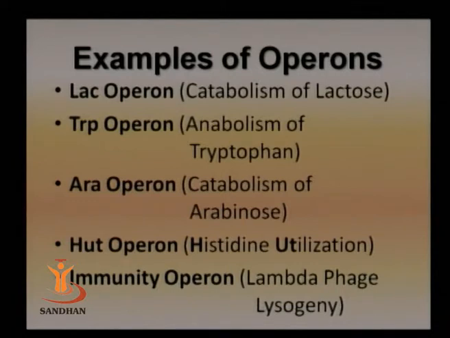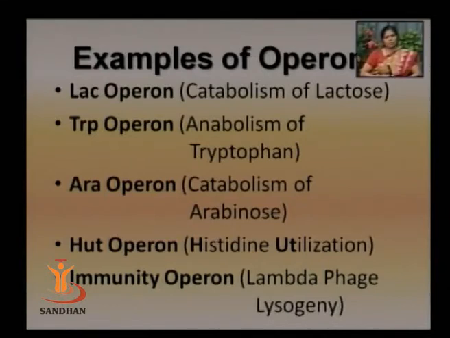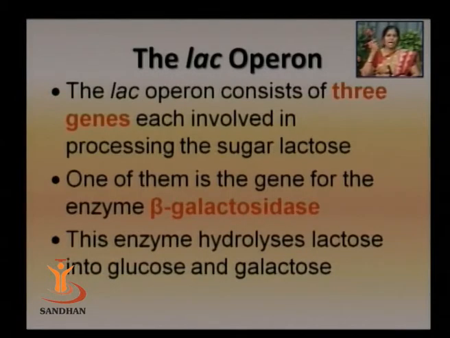Second examples are Tryptophan Operon, Arabinose Operon, hot Operon, immunity Operon. But dear students, let us discuss in detail the basic fundamentals of Lac Operon. Now we can see what happens when this Lac Operon is switched on. We know that genes are expressed according to the need of a cell. Now if the cell wants to utilize lactose, which gene is going to be expressed? That we can study in the case of this Lac Operon.